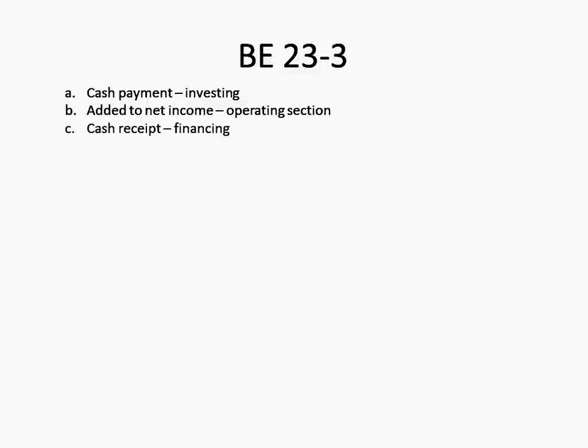Very good. Decrease in accounts receivable. Yes. Good, very good. Next. Yes. Wait, you got to read it. Issuance of stock, cash receipt in the financing section. Good. Letter D. Yes. Go for it.